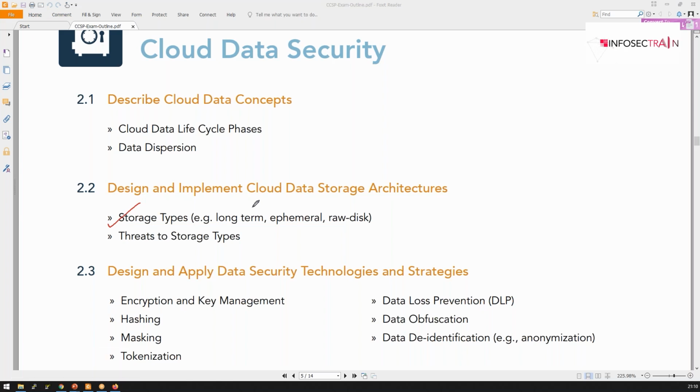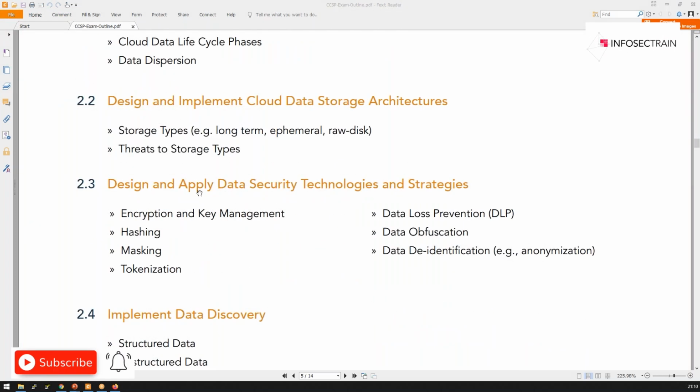Then understand what threats are there for the storage types, for example data security or data leakage. We have a lot of threats in the storage types, and you have to understand all that in detail. The next one is that you have to understand how to design and apply.